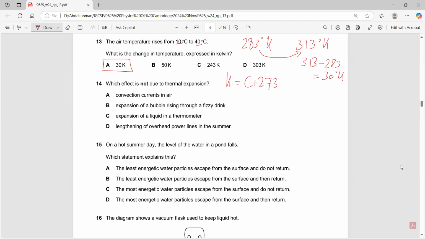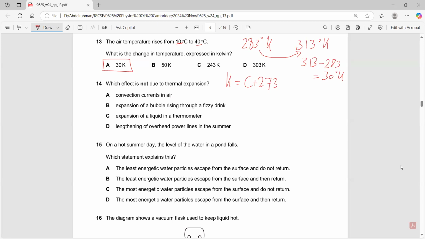Which effect is not due to thermal expansion? Convection currents in air. No, actually, convection currents in air has to do with thermal expansion, when the volume increases and density decreases. Expansion of a bubble rising through a fizzy drink. As the bubble rises up, it actually expands. Is this due to thermal expansion? Does this have to do with heat? I think not. But let's check out the other answers.